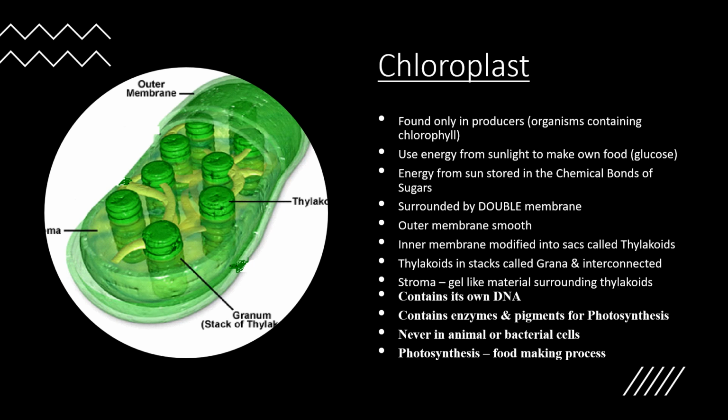Chloroplast contains its own DNA, just like mitochondria do. It contains enzymes and pigments for photosynthesis. Photosynthesis is the process of making food. Chloroplasts are never present in animal or bacterial cells because they do not use sunlight to make their food.